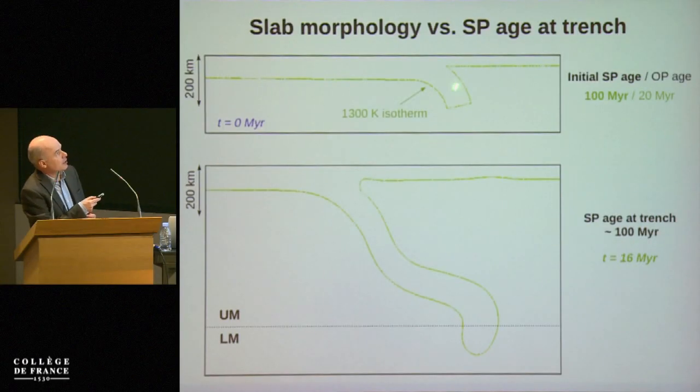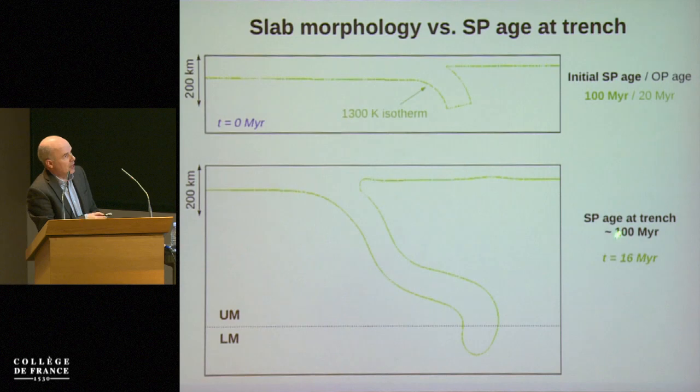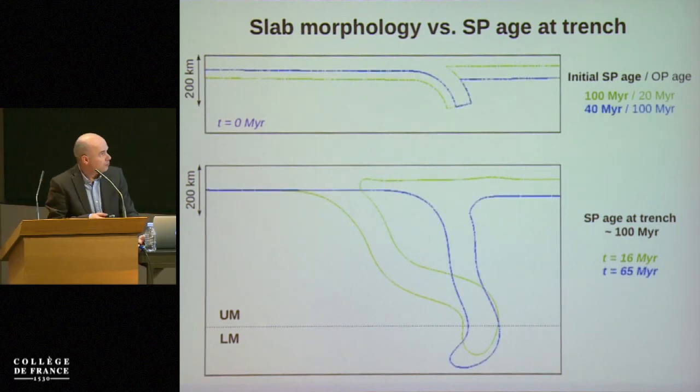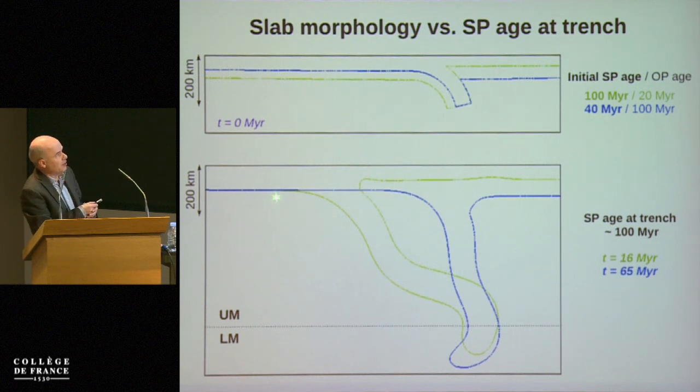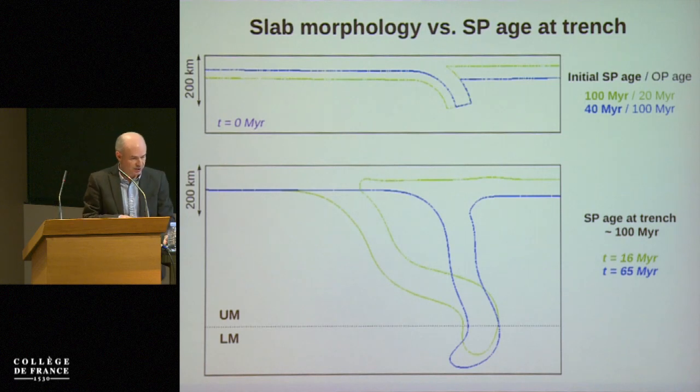Okay, so here's a case where we started with this orientation. Initial subducting plate age 100, 20 in the overriding plate. And after 16 million years, this was what we got, the inclined strong retreat. If we use this case, 40 million years initially for subducting, 100 for the overriding plate age, after 65 million years, this is the case that we got, a vertically folded case. But note, the age at the trench, which you can tell here, is identical. So these are two cases with exactly the same age at the trench of 100 million years, but they've ended up evolving to very different cases.